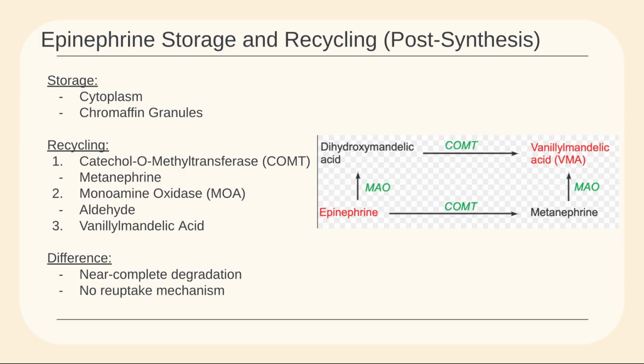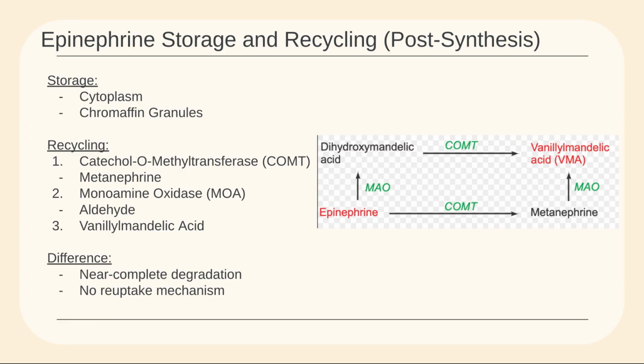After being synthesized, epinephrine is in the cytoplasm, where it is then transported into storage organelles called chromaffin granules by using vesicular monoamine transporters. Epinephrine is stored and protected from degradation. The high concentration and protection ensures a readily available rapid release for fight or flight situations.